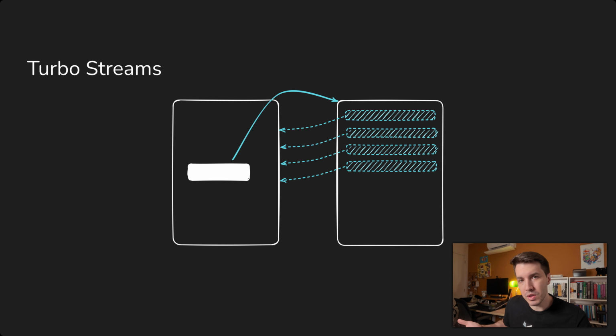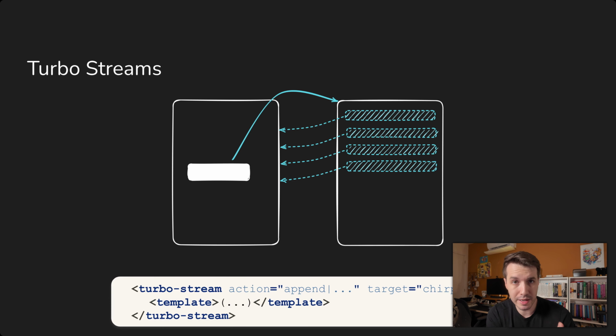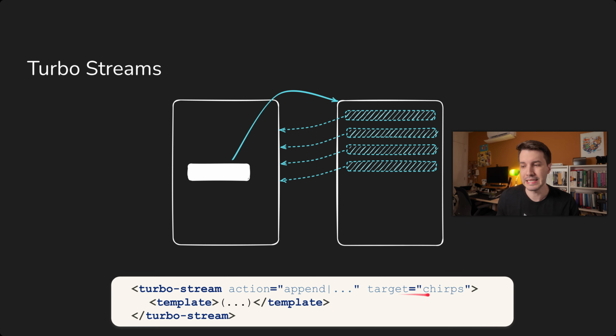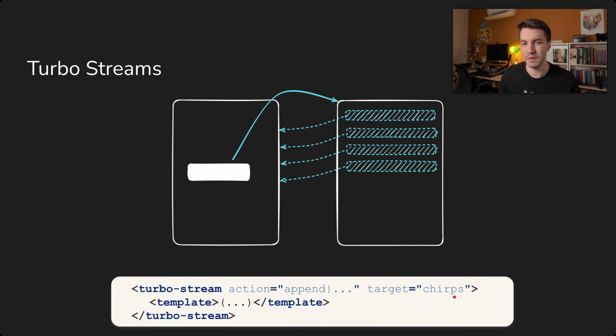Another component of tuple is tuple streams. So a tuple stream is just like frames. Tuple streams are another custom HTML tag that we can use once we install tuple into our application. And to activate a tuple stream, we just have to add it to the body somewhere. And a tuple stream has an action attribute and a target, which is the DOM ID of the element that we are performing this action on.